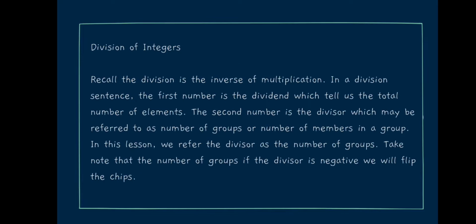Okay, thank you. Division of integers. Recall that division is the inverse of multiplication. In a division sentence, the first number is the dividend, which tells us the total number of elements. The second number is the divisor, which may refer to the number of groups or the number of members in a group. In this lesson, we refer to the divisor as the number of groups. Take note that if the divisor is negative, we will flip the chips.